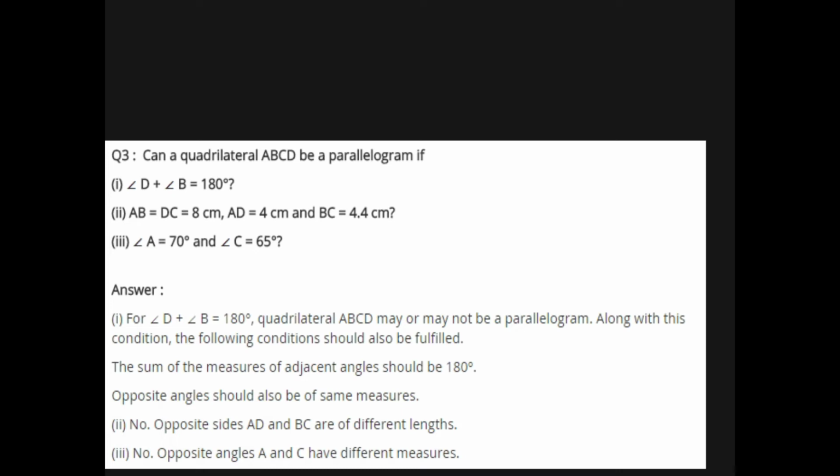AB is equal to DC and AD is equal to BC. Now, is it possible? No, it is not possible, because AD and BC are two opposite sides in that parallelogram and both have different lengths.